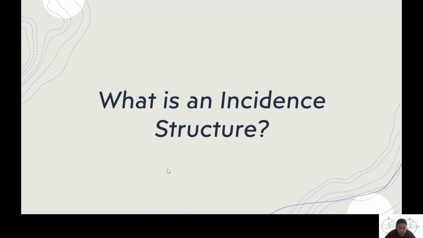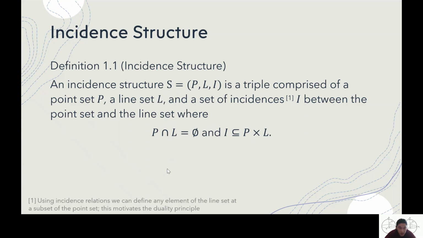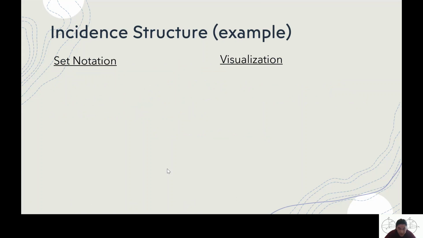So what is an incidence structure? Well, an incidence structure is a triple comprised of a point set, a line set, and an incidence set. The point set will be our umbrella set. The line set can be thought of as a collection of subsets of our point set. And the set of incidences will be a subset of the Cartesian product between the point set and the line set, where each element of the incidence set is a two-tuple, the first being the point set element, the second being the line set element. Most geometries we care about can actually be described as an incidence structure.